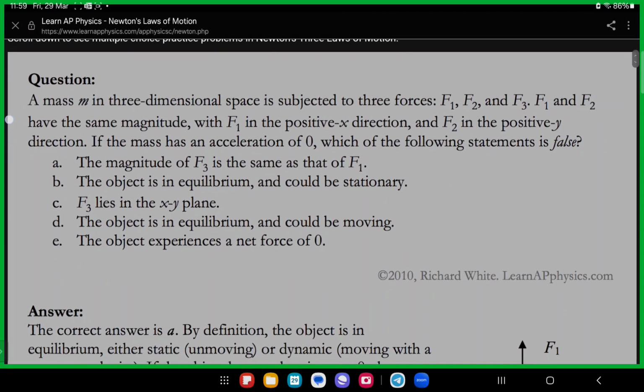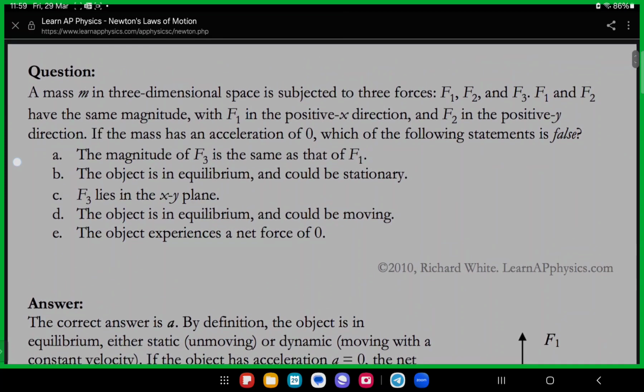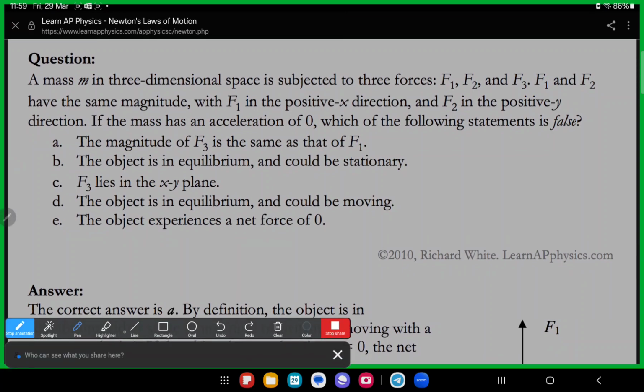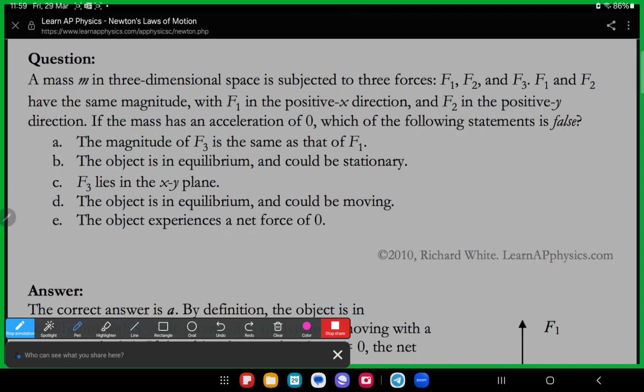Let's start the discussion of NLM. And this is question number one. Now here the question number one: a mass M in three-dimensional space with forces F1, F2, F3.